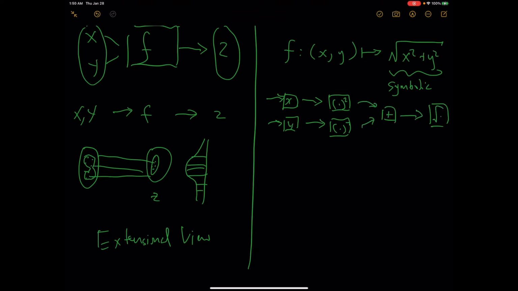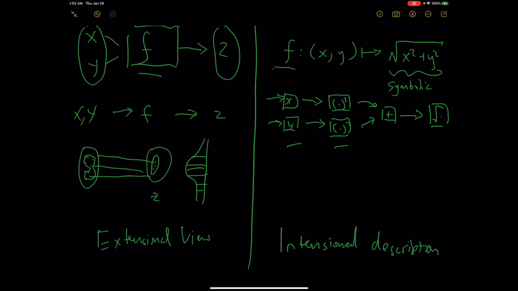So unlike the extensional view, what this enables us to do is introspect or look inside the implementation of f to see the topology of this graph. Unlike the extensional description where f is a black box, here we can see that f has an internal structure, which we call the intensional description.